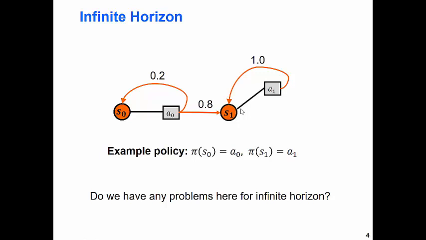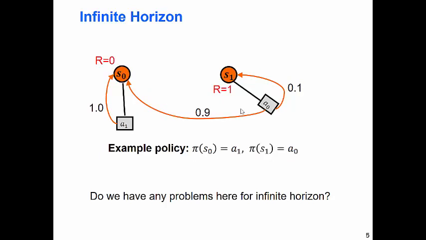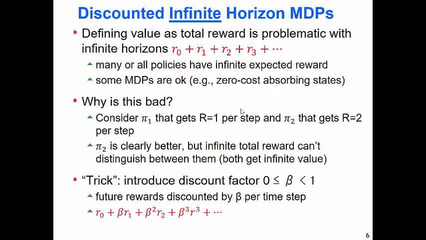Because if you have one policy that collects a reward of 1 every time step and another that collects a reward of 2 every time step, you'd like to be able to tell the difference between them. Not just say, hey, they both have infinite value. Okay? So there are several ways to deal with this. The way we're going to deal with it is discounting, and this is pretty common and maybe the easiest to handle. I'll just give you a little insight into one other way that is used to deal with this.